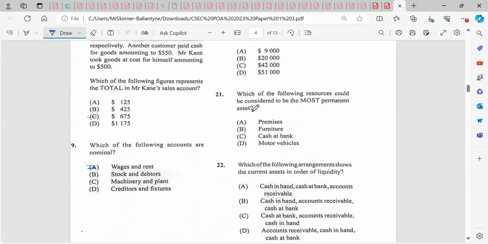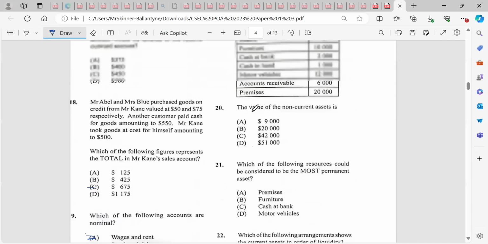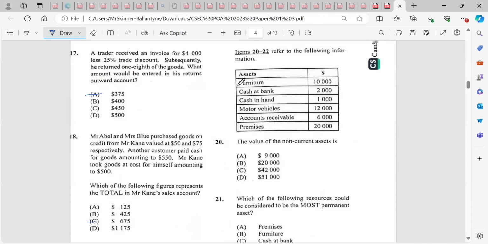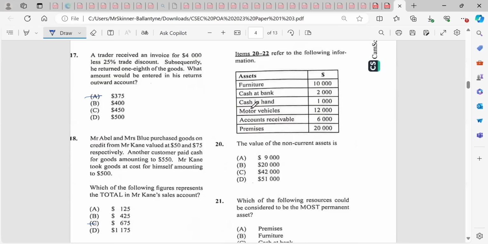Number 20. They want to know the value of the non-current assets. The non-current assets here will be furniture, motor vehicles, and premises. Is it A? It's how much? 42,000. So it will be C, right? Your furniture, 10,000, plus a motor vehicle, 12,000, plus premises, 20,000.